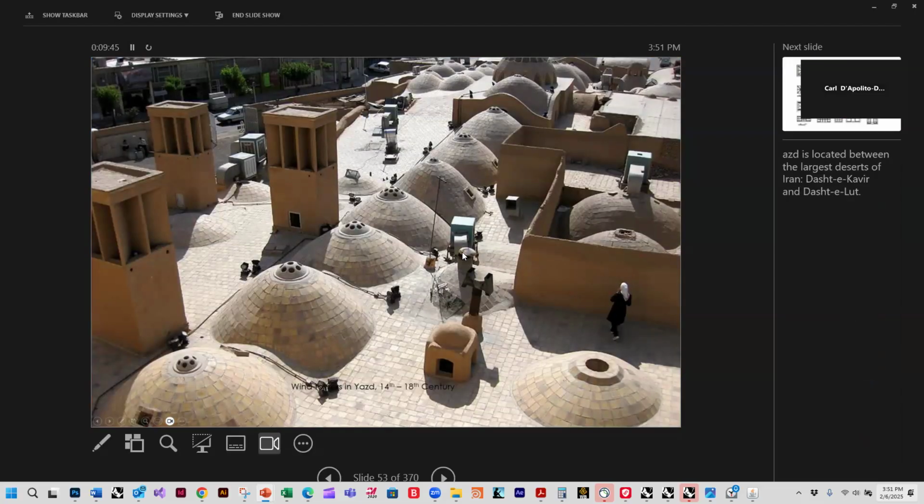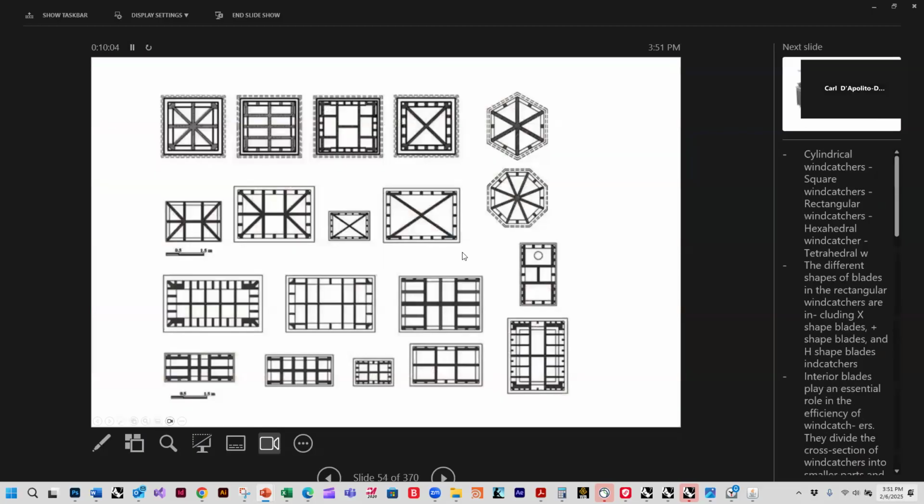And then these little holes on the roof are not part of them. It's just another way to vent. Usually there's an interior room below them that's very large that the wind tower opens into. And so that's just to get rid of the hot air that doesn't go out the wind tower. But these are all the types, okay?